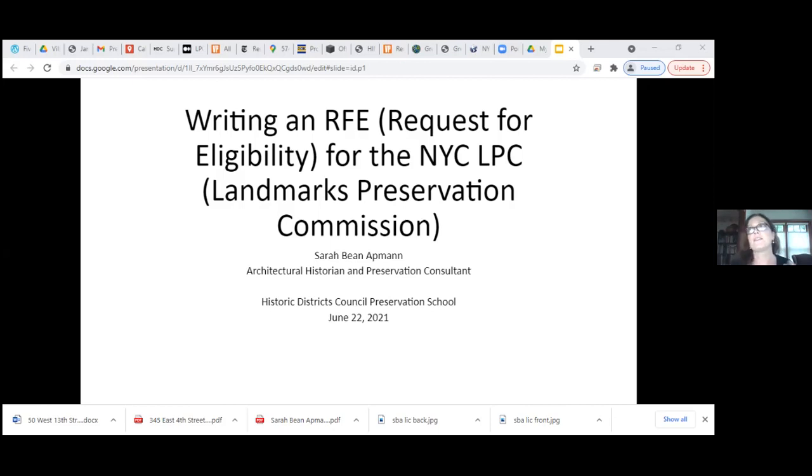So we're going to start out defining what a landmark is, the different types of landmarks. We're going to look at various resources and forms provided by the New York City Landmarks Preservation Commission. Following that, we will look into some sources to aid in researching your potential landmark and helping you to make a case for significance, which is what this is really all about. And finally, we'll look at some examples of RFEs that I've had a hand in, both in terms of research and reading.